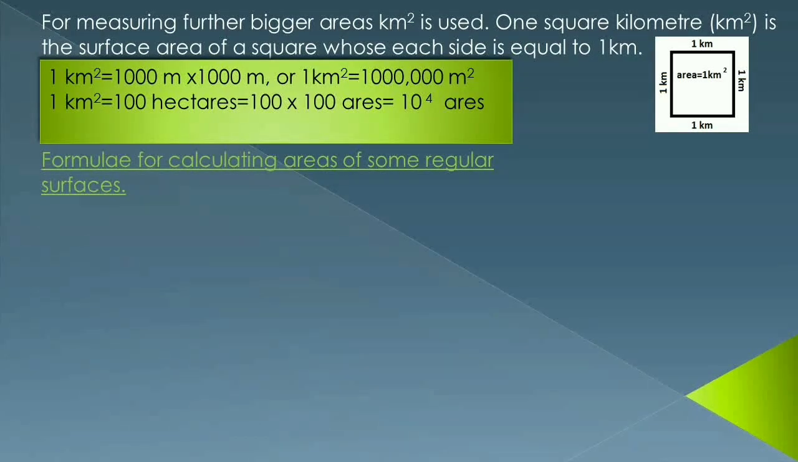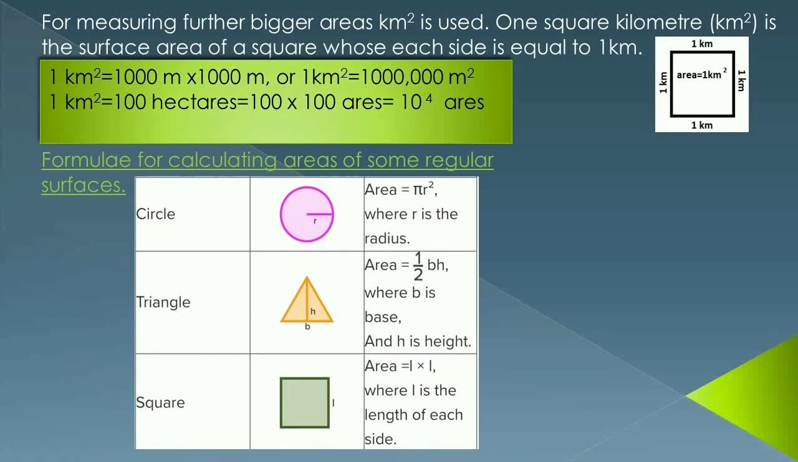So this was all about the multiples and sub multiple units of the standard unit of area. Now we will see the formulas for calculating the areas of some regular surfaces, that means surfaces having a fixed shape, like square, rectangle, triangle, circle. Our first shape is the circle. The area of a circle is pi r square, where pi is a constant, the universal value 22/7 or 3.14 in decimal form, and r is the radius of the circle.